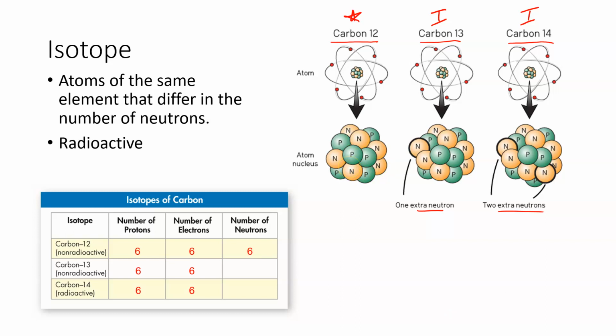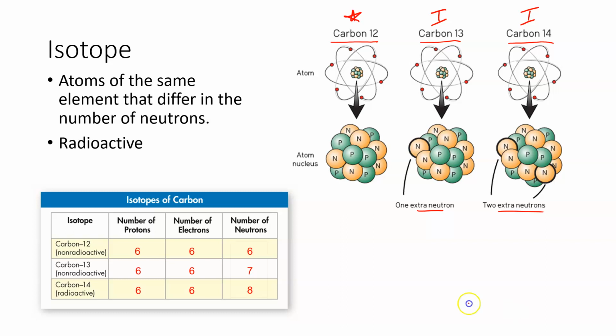Typically, the number of neutrons will, in a lot of cases, match the number of protons, but not always. Especially as the atom gets bigger, the number of neutrons gains faster than the number of protons. But in carbon's case, the number of neutrons matches the number of protons. So we have 6, 6, and 6. But when you go to carbon-13, notice there is an extra neutron. And when you go to carbon-14, there are 2 extra neutrons.